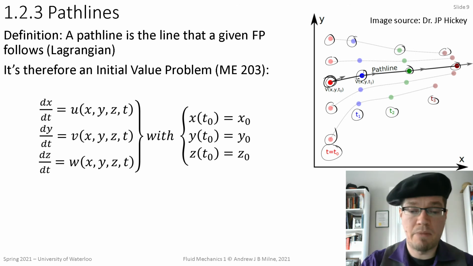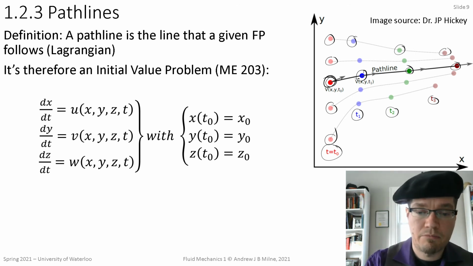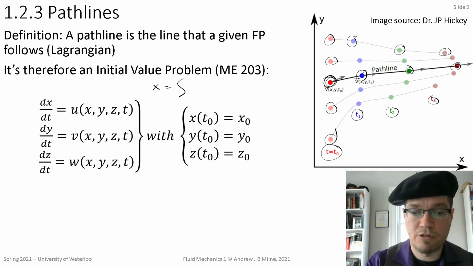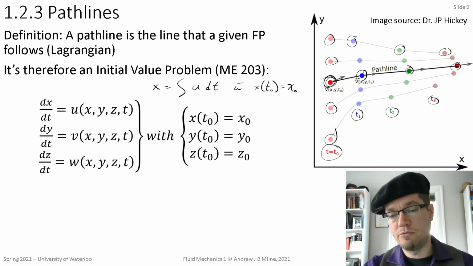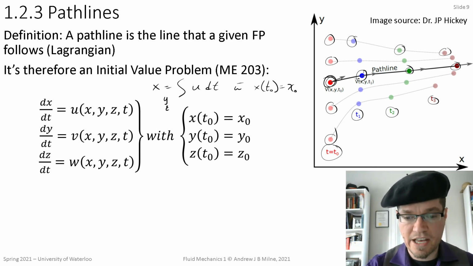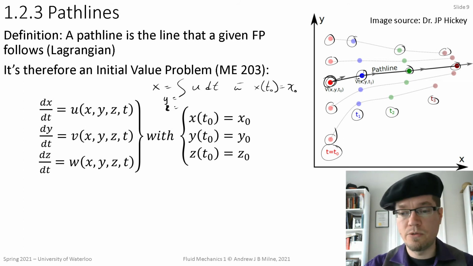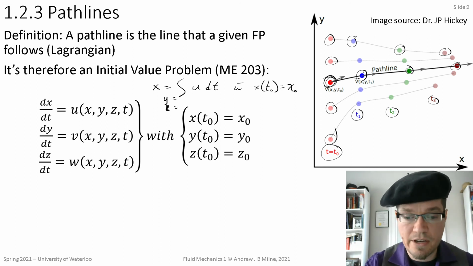You can do it analytically with something like x is equal to the time integral of u dt with x at t0 equal to x0. And then you would have to do also y and z and run all of those. You can also do it numerically by considering a small delta t and updating things accordingly from there.